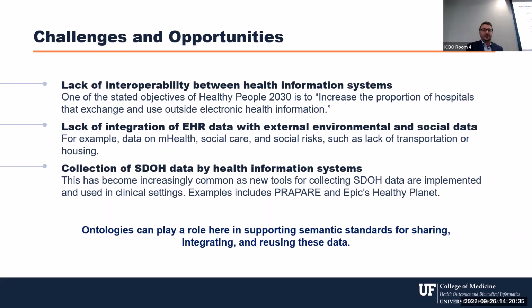In addition to this, there's a lack of integration of EHR data with external environmental and social data. For example, a lot of data on mobile health, social care, and social risks, such as lack of transportation or housing, are often missing from EHR data and could be used by clinicians and social workers who work at hospitals. And then lastly, there's an ongoing effort to collect more SDOH in health information systems and integrate it with EHR data. Examples of this include the Prepare screening tool and Epic's Healthy Planet SDOH tool.